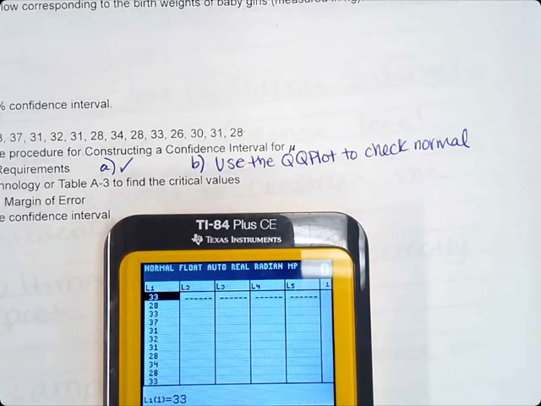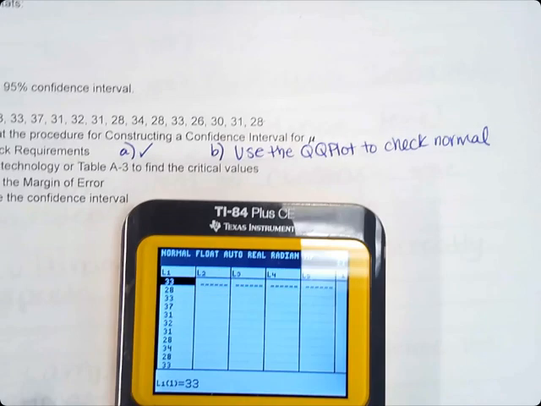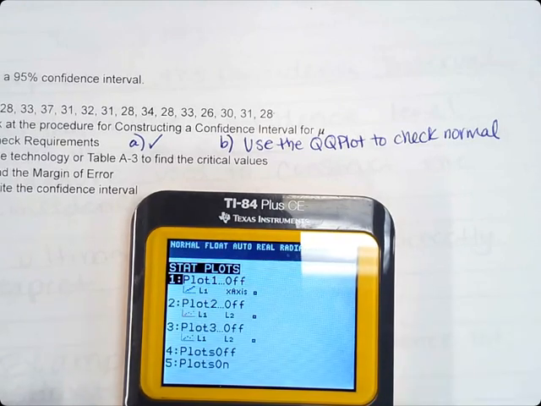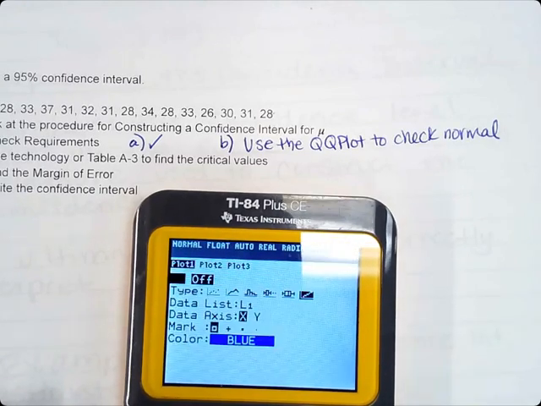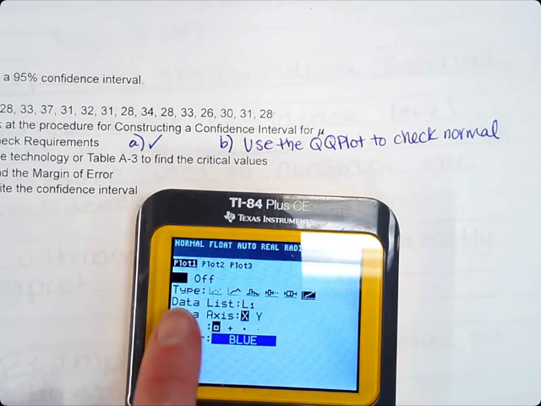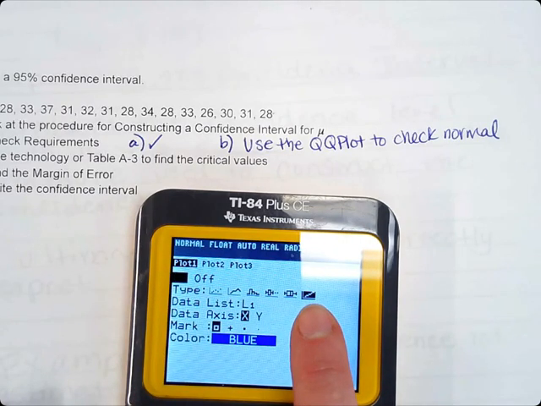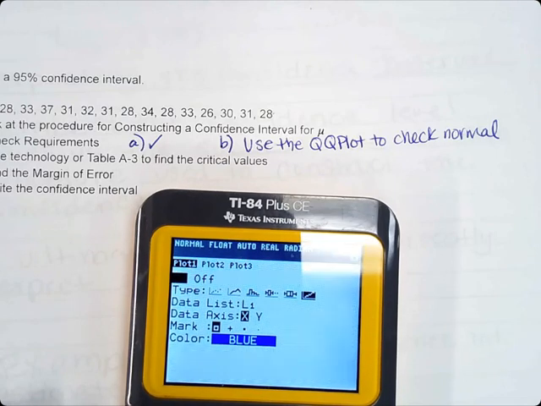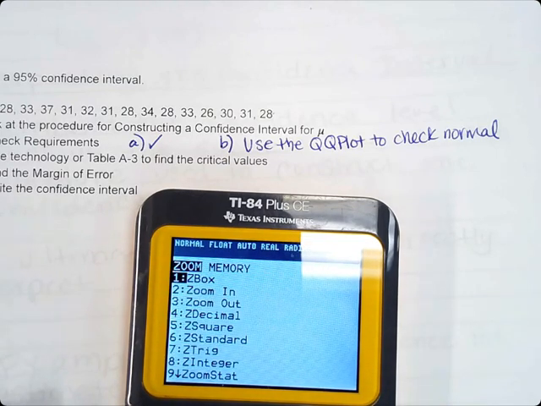So we're going to turn the stat plot on. Once you have your data in, go to second y equals for stat plot. We're going to turn it on, and then pick the last chart here. That's our QQ plot. It's the one that compares each data point to the mean. Turn it on and then hit zoom stat number 9.